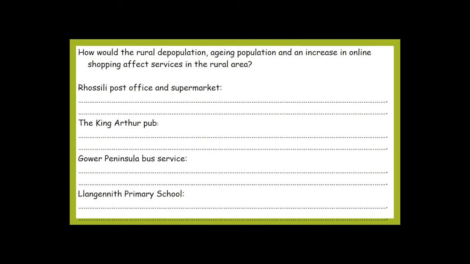Also, with an ageing population, when you go to get your pension, quite often you go to the post office to draw out your pension each week. So Rossilly Post Office and Supermarket: the supermarket may shut down because more people are doing their food shopping online, but the post office may become busier because there are more elderly people going in to get their pension and more deliveries coming into the area because more people are shopping online.